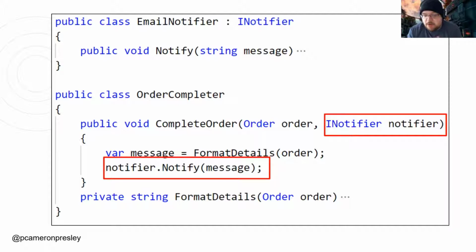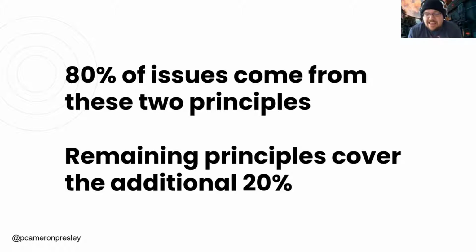So here comes the fun part. If you were able to understand and hold on to most of what we've talked about for single responsibility and dependency inversion, you've got 80% of most issues you're going to find in a code base when we talk about code quality and testability and those types of things.